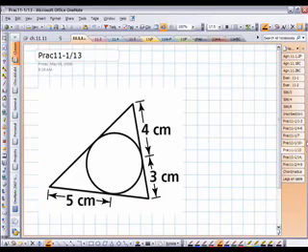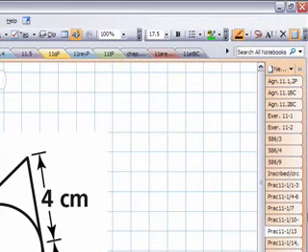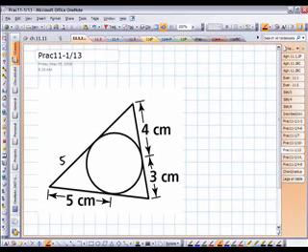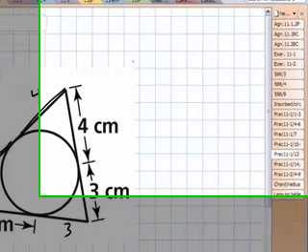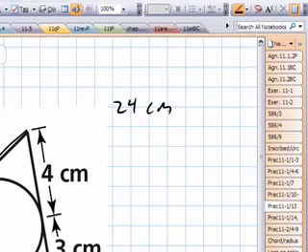Now a couple problems based on this idea of tangent segments being equal. So if this is 5 from this point over to here, we know that this must be 5 as well. And if this is 4, we know that this must be 4 as well. And if this is 3, we know this must be 3. The point was to find the perimeter. And so you basically add up 5, 5, 3, 3, 4, 4, and you get 24 centimeters.